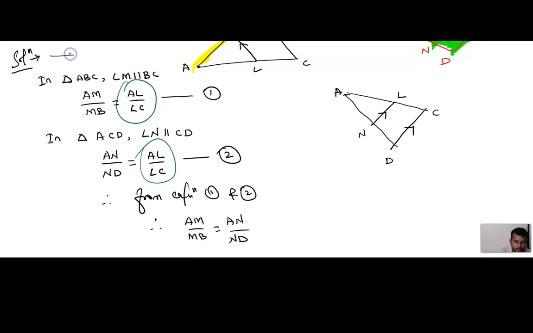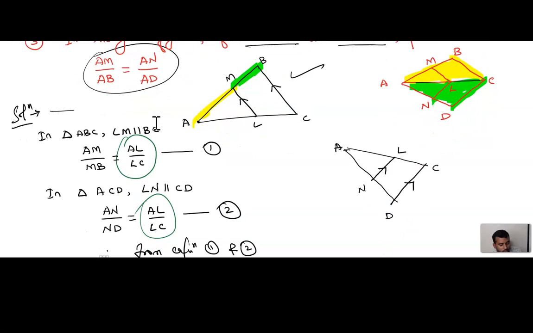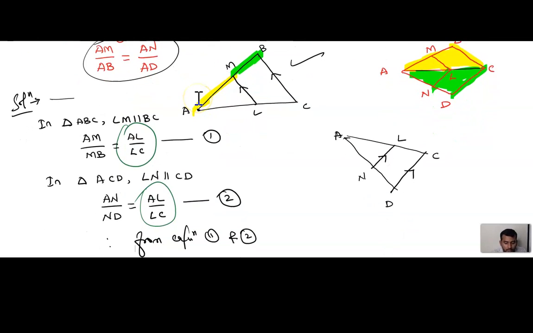Just a minute. What do we need to prove? AM by MB is equal to AN by ND. Correct, no? What we have to prove is AM by MB is equal to AN by AD. Sorry. One minute.